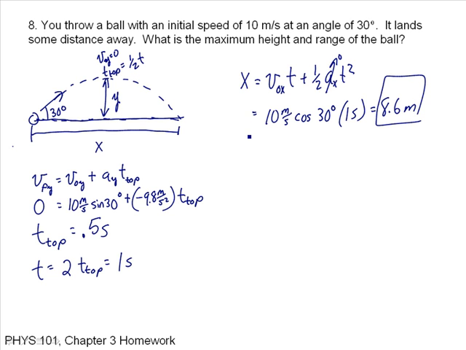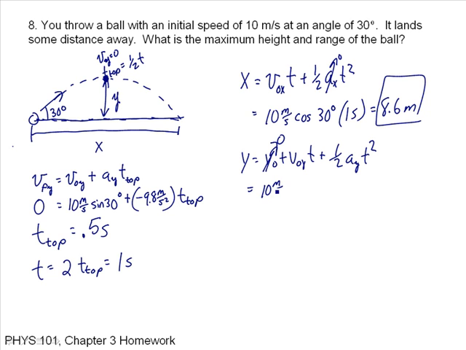Alright, now I want to know the height. y is equal to y naught plus v naught y t plus 1/2 a_y t squared. And now I want to consider what time I use here. Do I use the 0.5 seconds or do I use the 1 second? I want to use the 0.5 seconds because that's how long it takes to get to the top of the trajectory. And if I put in the 0.5 seconds, it'll tell me what the y position is at the top of the trajectory. y naught is 0, so I'll just leave it out.